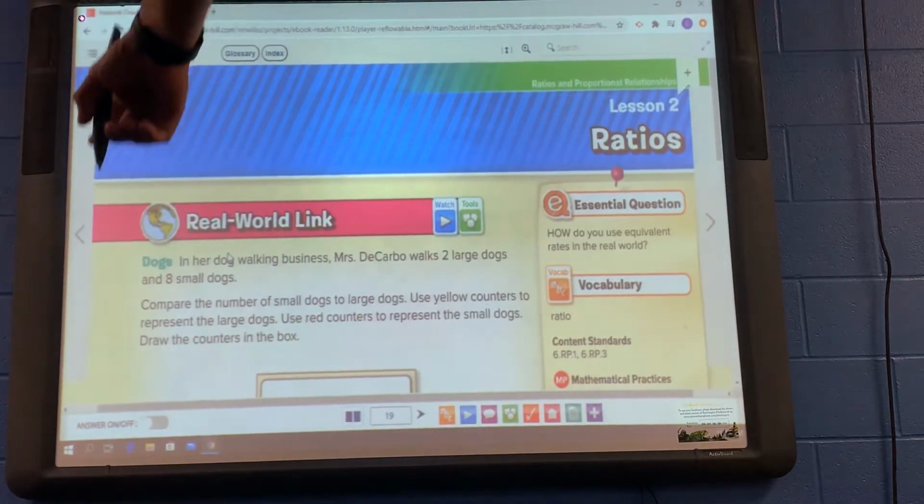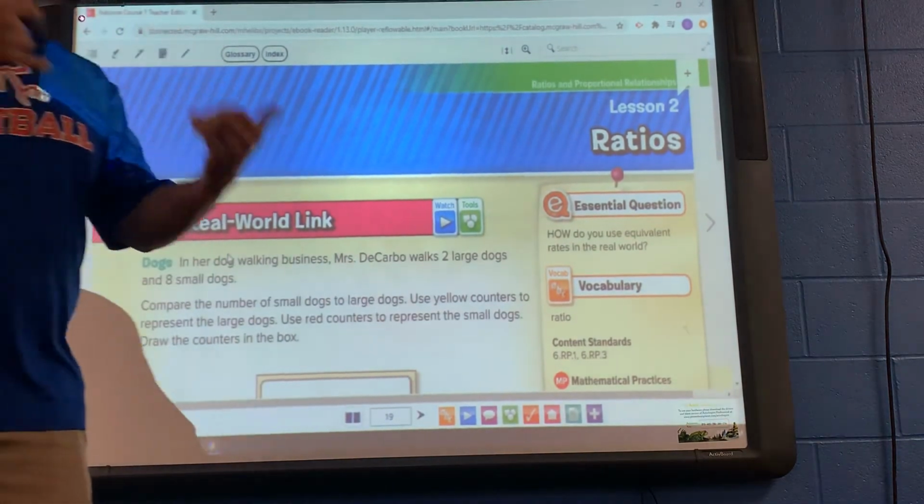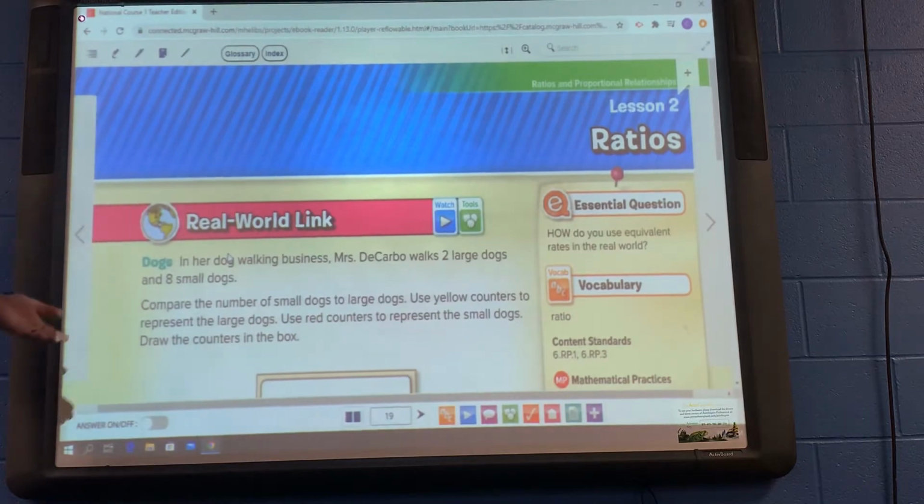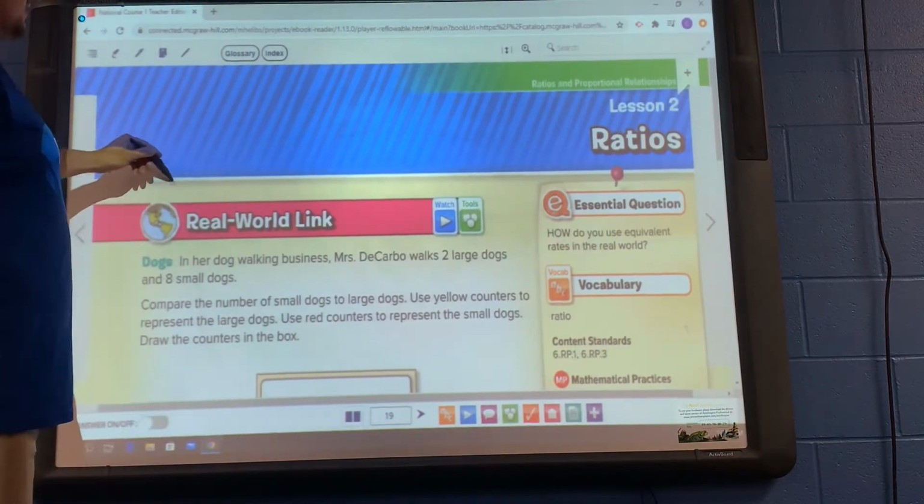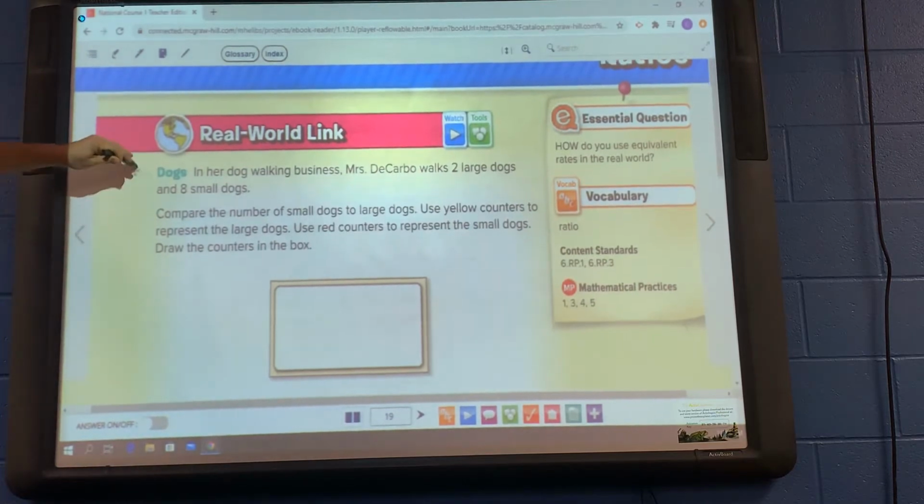Okay, so the next lesson is lesson 2. This is ratios. The first lesson was factors and multiples, so we're going to use that to now move into ratios. Like I said before, on the first page we always have either vocabulary startup or a real world link. Today we have a real world link.